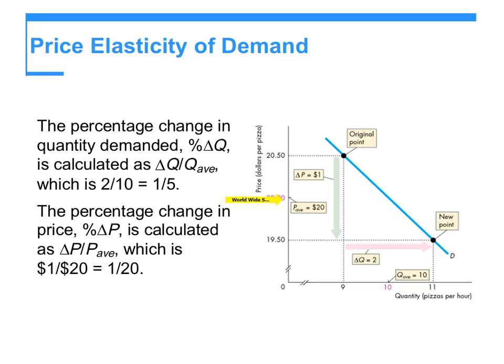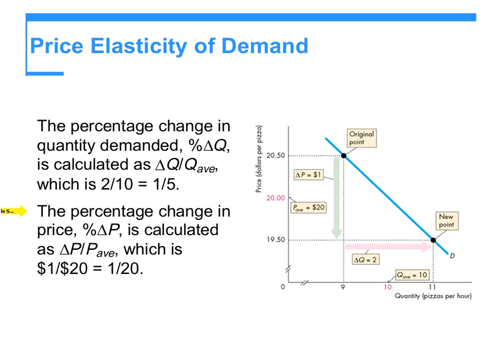20 is the average. So if you want to calculate the percentage change in price, it would be the price change divided by the price average, and it gives you 1 divided by 20. Very simple. You see, a $1 decrease divided by the 20 average price gives you 1 out of 20. So the percentage change in price will be 1 out of 20. The percentage change in quantity demanded will be 1 out of 5. You remember, for calculation of price elasticity of demand, we need to divide 1/5 by 1/20, because the price elasticity of demand is the percentage change in quantity demanded divided by the percentage change in price.